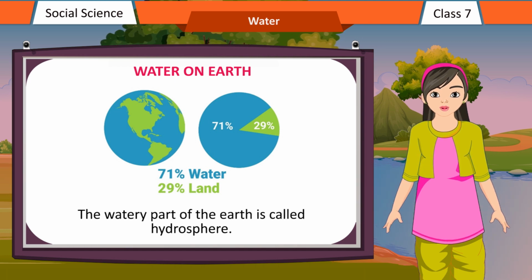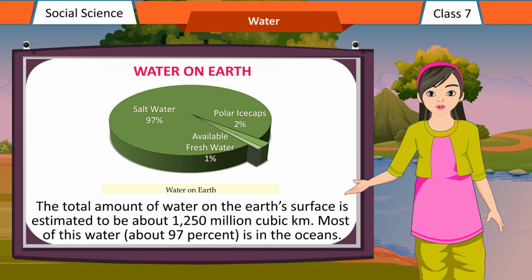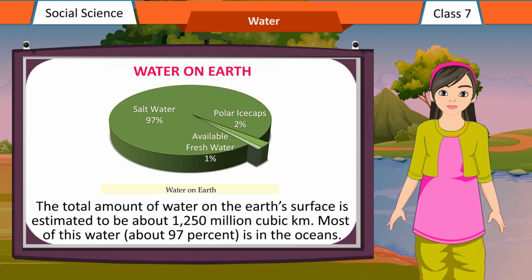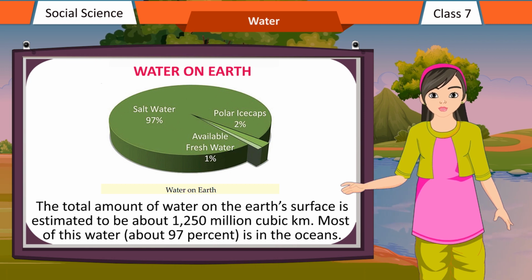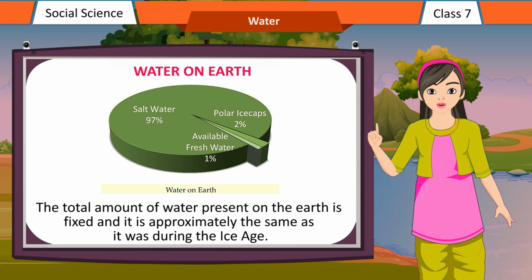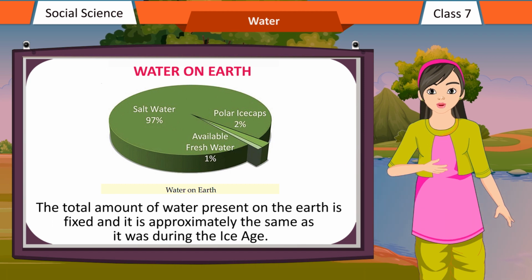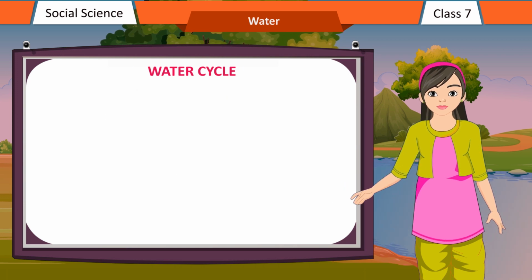The watery part of the Earth is called hydrosphere. The total amount of water on the Earth's surface is estimated to be about 1,250 million cubic kilometers. Most of this water, about 97%, is in the oceans. The total amount of water present on the Earth is fixed, and it is approximately the same as it was during the Ice Age.